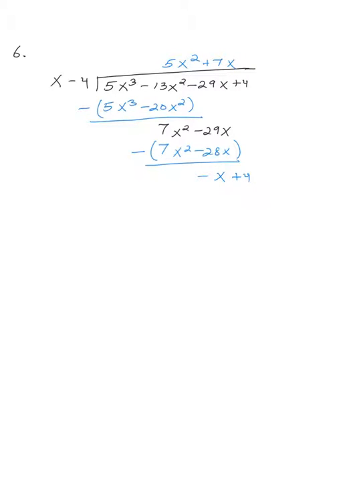To get a negative x, I have to multiply by negative 1. I get a negative x, but I also get a positive 4. I mean, this is perfect. This means my remainder is going to be 0. When I subtract these two things, I have 0 left over. That's my remainder, and the answer is 5x squared plus 7x minus 1.